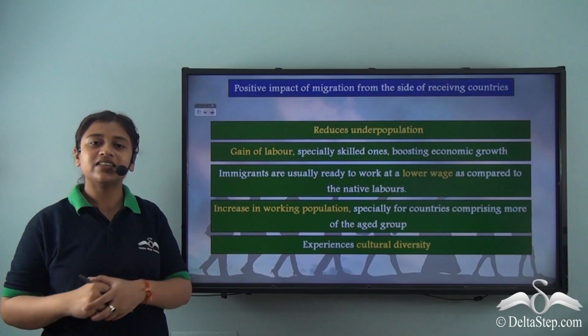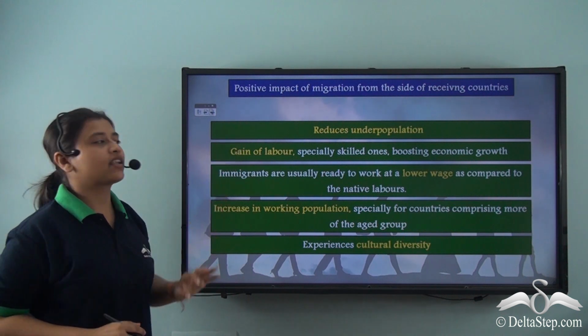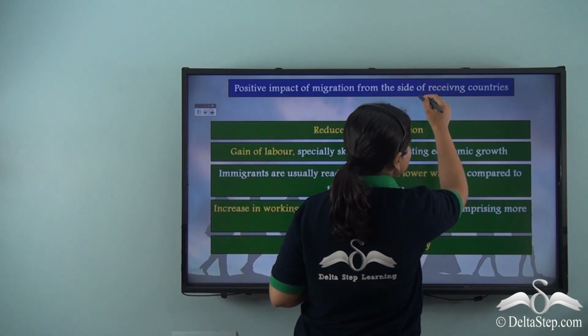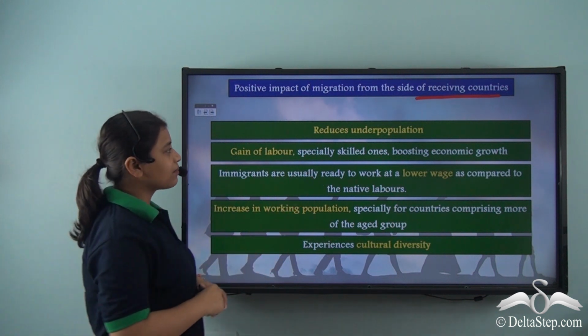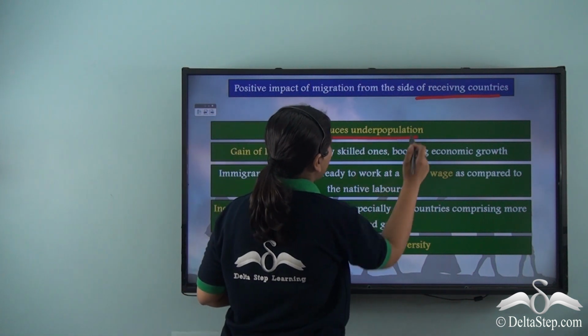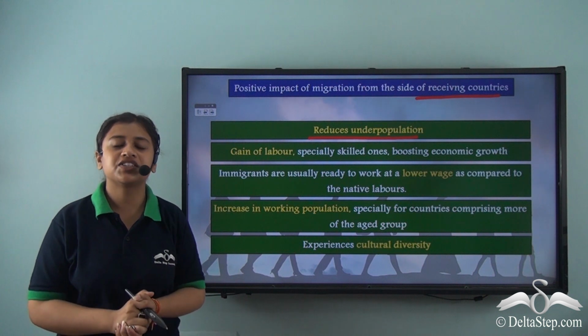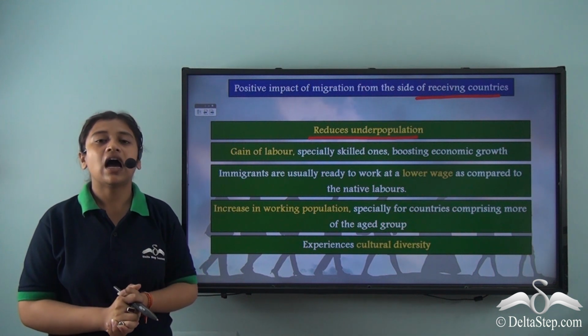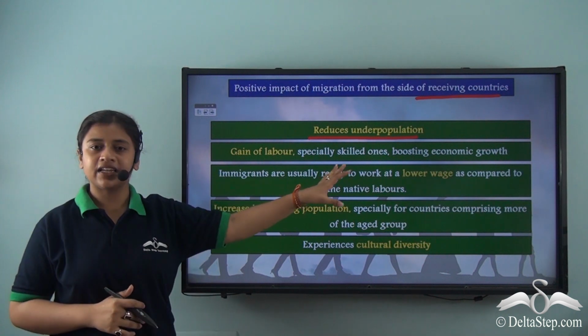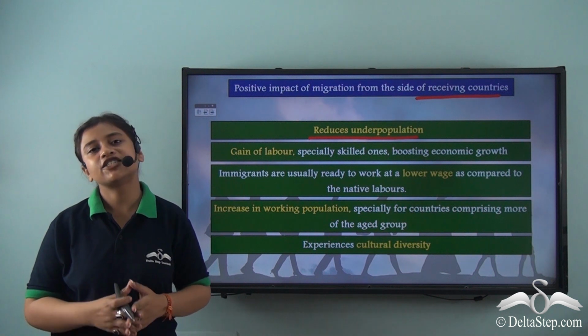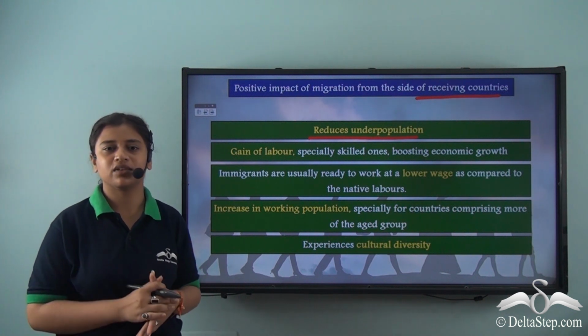So here we have a list of some positive impacts of migration from the side of receiving countries. The first point says that it reduces underpopulation. Some developed countries that have enough resources tend to be underpopulated. So because of migration, the optimum utilization of resources now becomes possible.